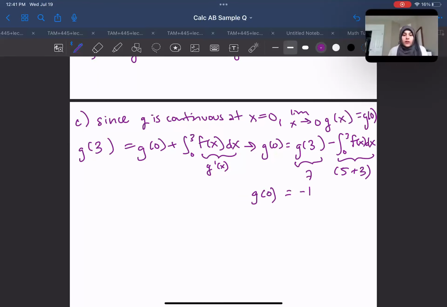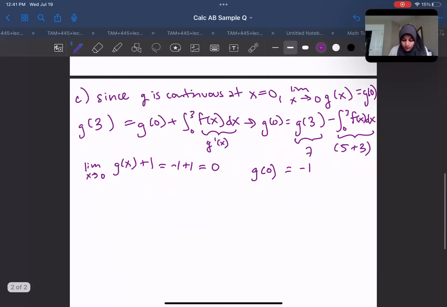So if we wanted to evaluate the limit of our numerator given in C, we are looking at the limit as x approaches 0 of g of x plus 1. That's going to be -1 plus our +1, which gives us 0. What about our denominator? Our denominator was 2x, and the limit as x approaches 0 of 2x is going to be 2 times 0, which gives us 0.